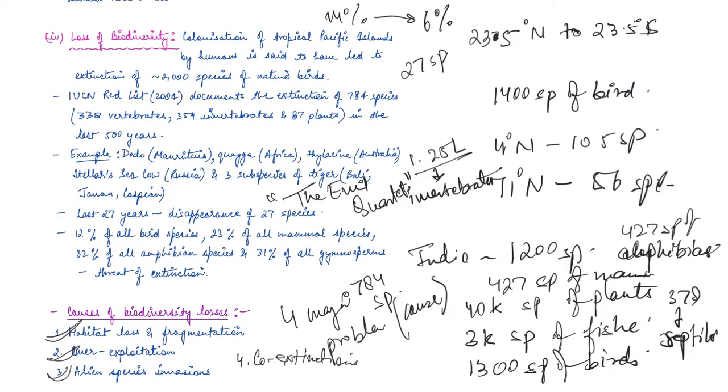So, how biodiversity is being categorized into different patterns, and what are the different factors and causes of this biodiversity loss? I hope you have understood the video.